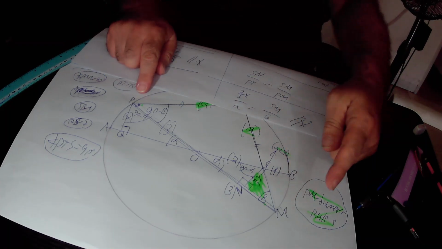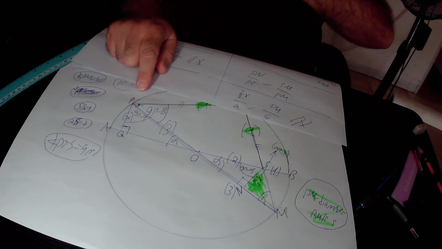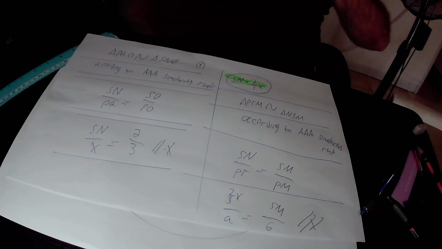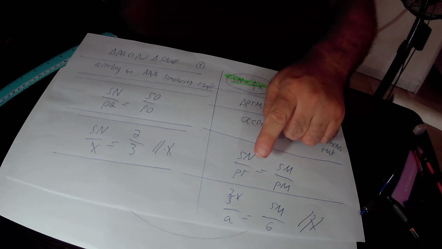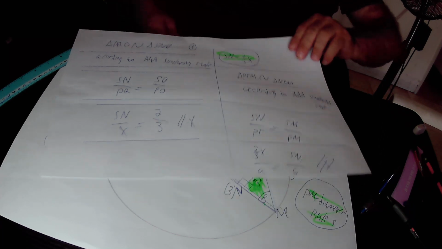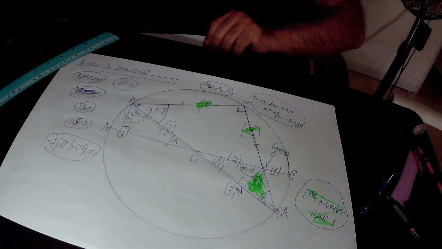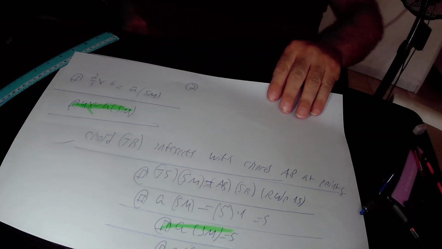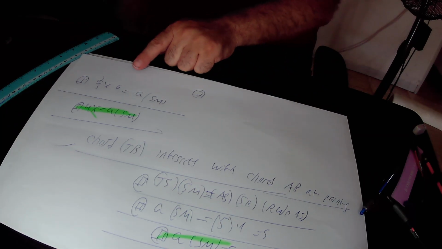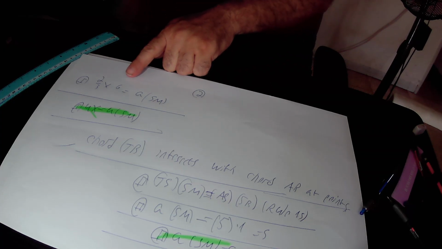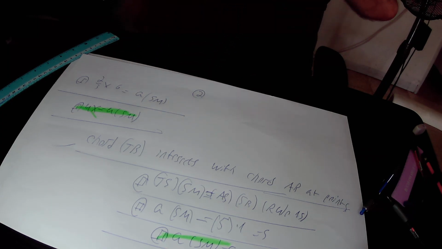Over PM. PM is the diameter of the circle. The radius is 3, therefore the diameter is 6. Therefore PM equals 6. So in total we found out that 2/3 X over A equals SM over 6. Here we can multiply this equation and finally found out that X times 6 equals A SM. 6 over 3 is 2, and 2 times 2x is 4x. So in total this expression equals 4x, and it equals A SM.